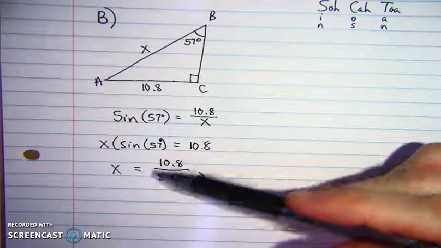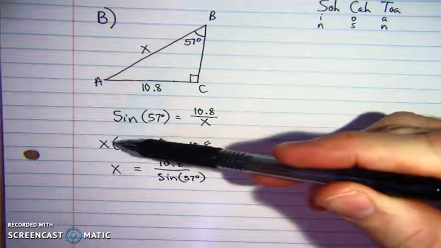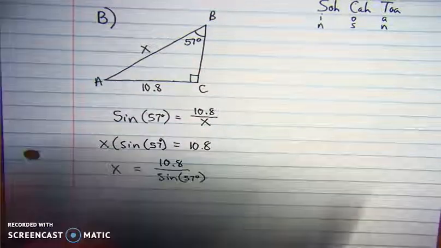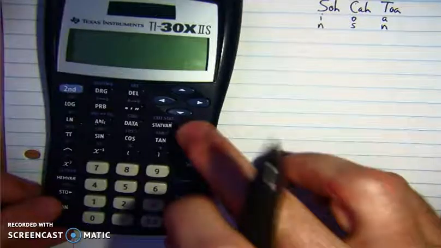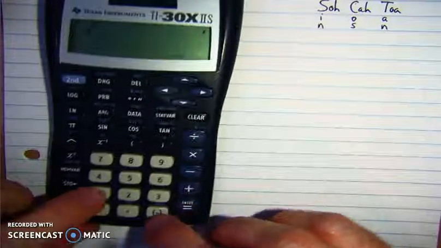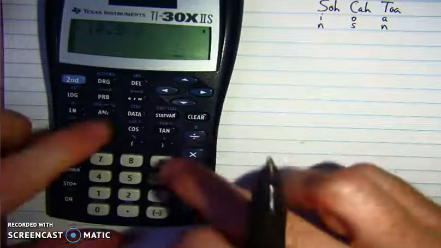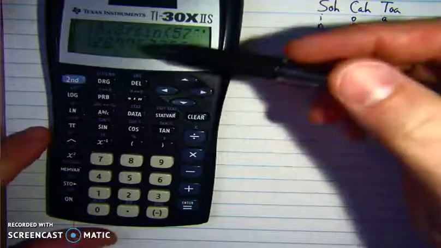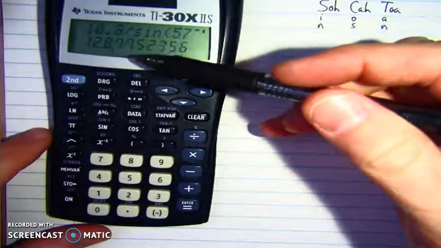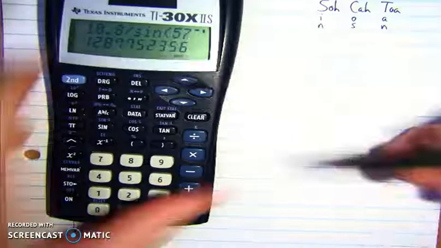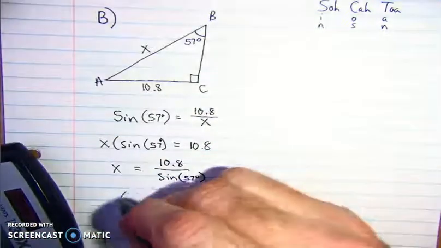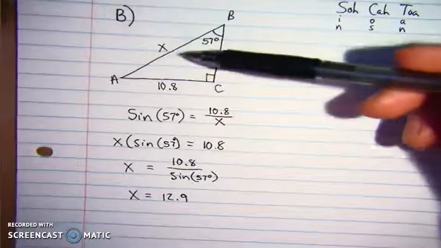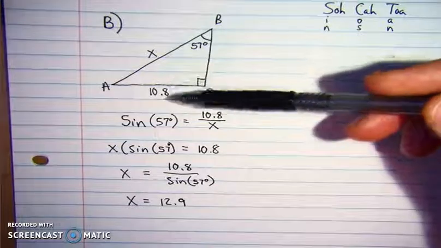And now x is isolated. We brought x over, then we divided by sine 57, and now x is isolated. So 10.8, let's find out what that is. 10.8 divided by sine 57 equals 12.8777. Let's just round it to 1 decimal place. That's 7. We'll round that 8 up to a 9, so 12.9. And that will be our hypotenuse for this triangle, 12.9.